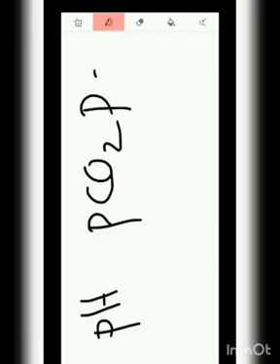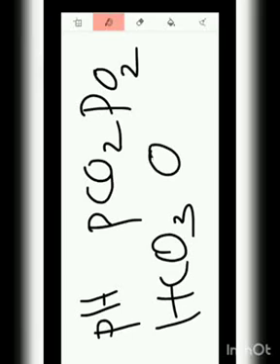pH is one of the important parameters. PaCO2, PO2, bicarbonate, oxygen saturation. These are some of the relevant parameters while dealing with and interpreting ABG.